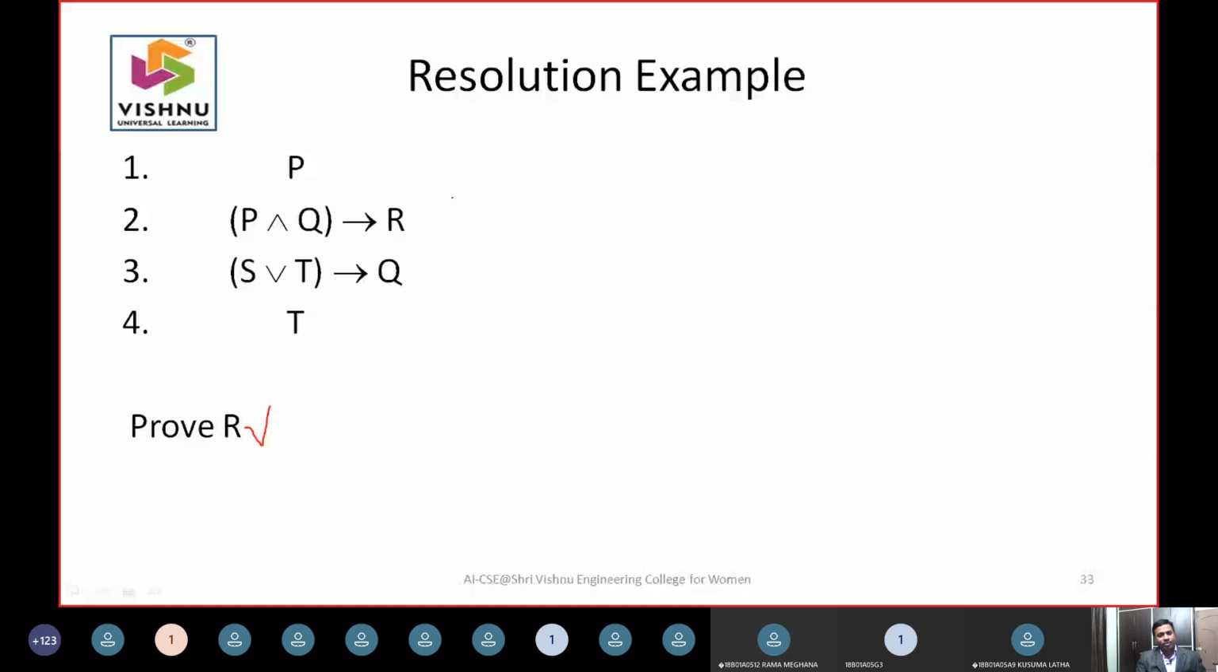Just somebody tell me whether from these 4 statements you can get this R or not. From these 4 statements, can you get something called R? Can somebody just unmute yourself and answer this query?